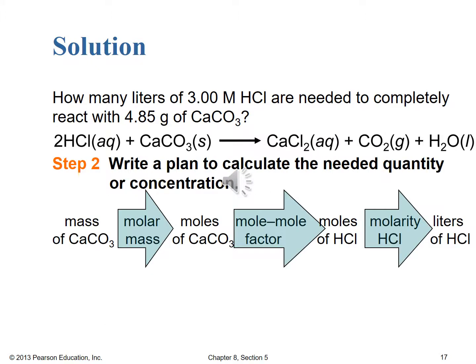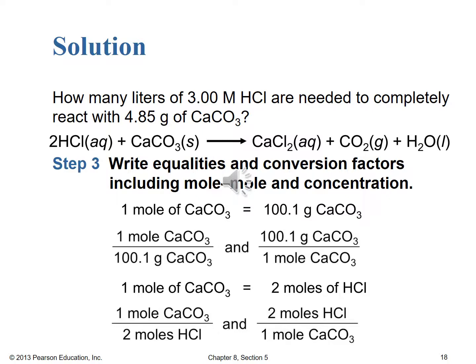Moving on to step 2 here, we'll write our plan. So we're going to take that mass of calcium carbonate, the 4.85 grams that we're given to start with. We'll use the molar mass to find the moles of calcium carbonate that mass contains. We'll use the mole-mole factors from the chemical reaction to find out how much HCl is needed to react with that number of moles of calcium carbonate. And then finally, we'll use the molarity of the HCl solution to find out the liters of HCl in order to solve the problem. That's exactly what the problem is asking, so that's our final solution.